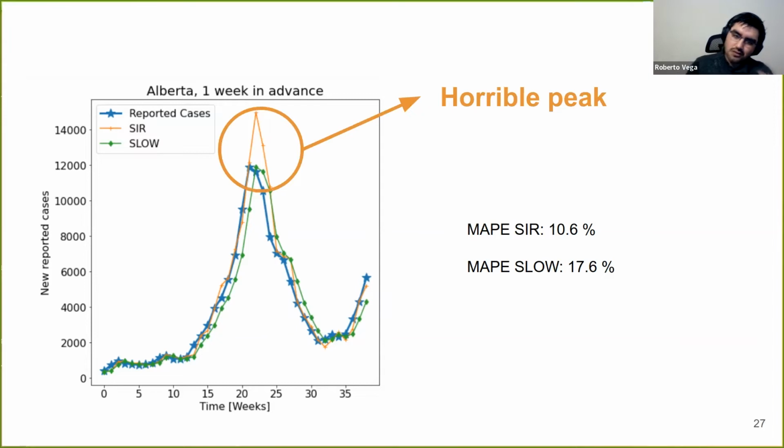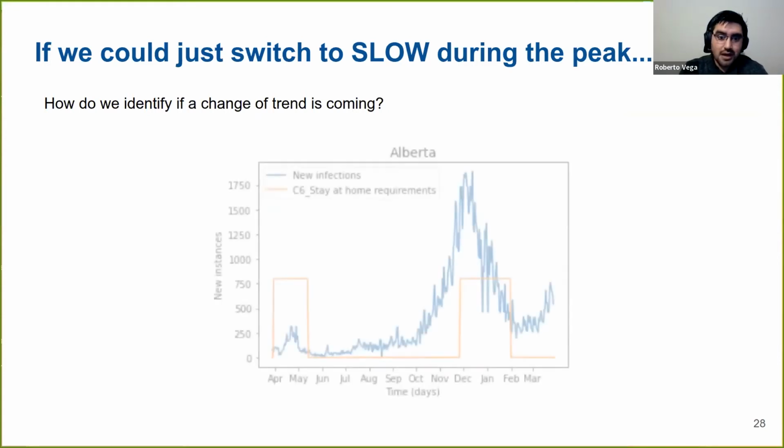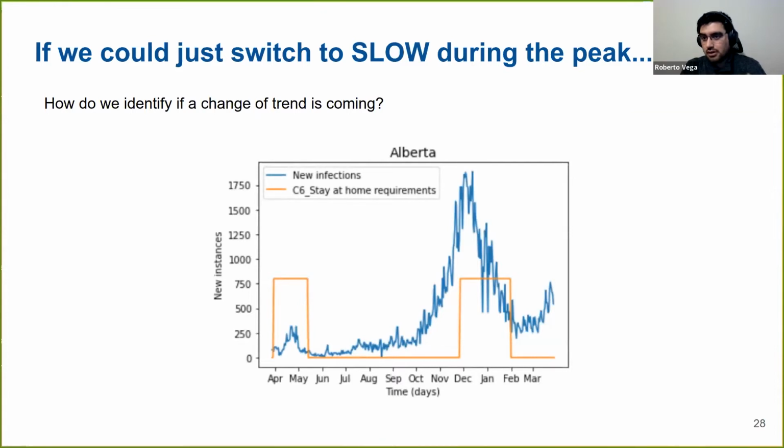So one of the questions is, how do we eliminate these terrible peaks that we have? So if we had a way of identifying when a change of trend is coming, then we can switch to the slow model during that part. So now the question is, how do we identify it? And it turns out that this is where the government policies come into play. And I use this just as an illustration.